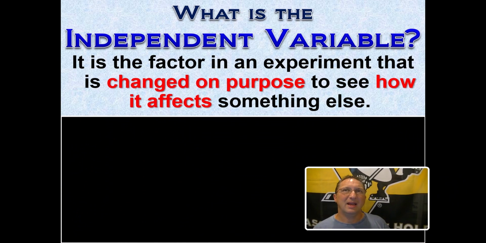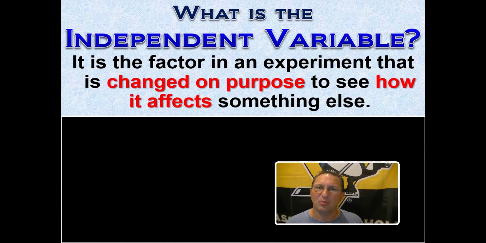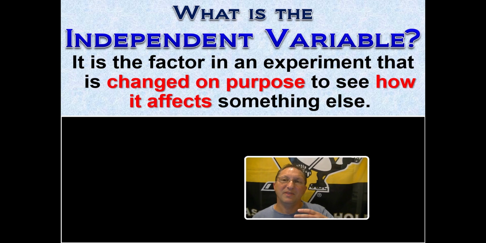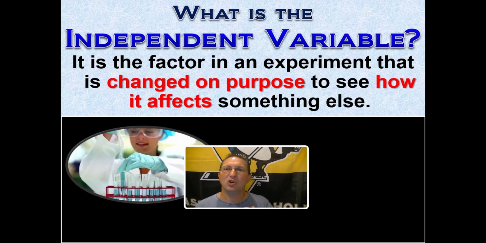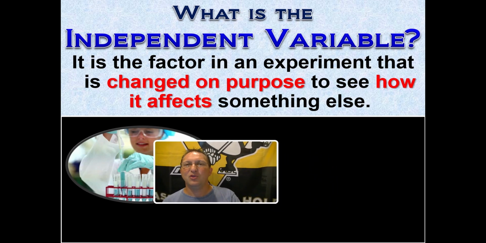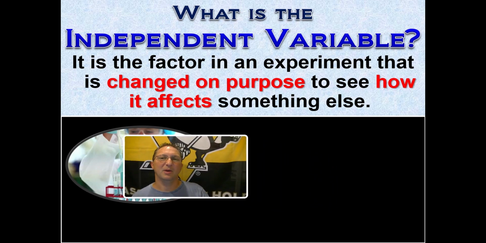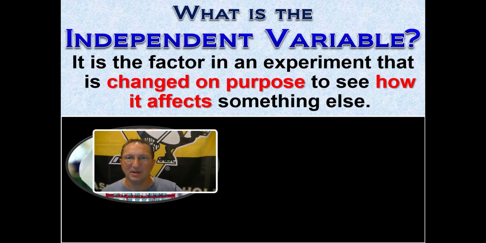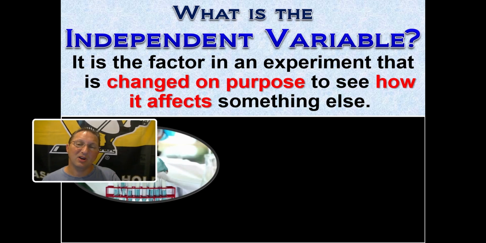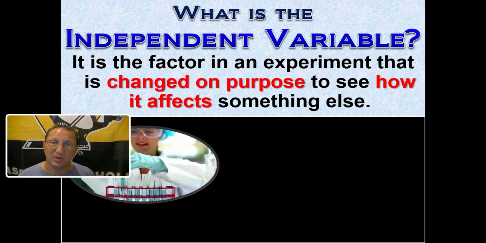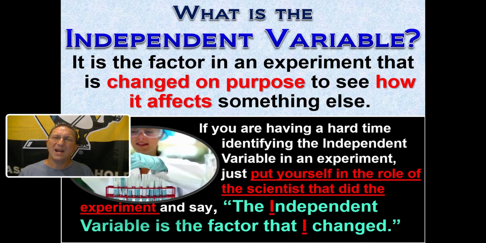Now, again, as we get to do this more and more, some people have a hard time figuring out what the independent variable is. And there's an easy way to associate this with you. If you put yourself in the place of the experimenter, so maybe you're looking at somebody else's experiment, maybe you're doing your experiment yourself, whatever. Ask yourself this, since independent variable starts with the letter I, right? Ask yourself, what am I changing? The independent variable is the factor that I changed on purpose to test.